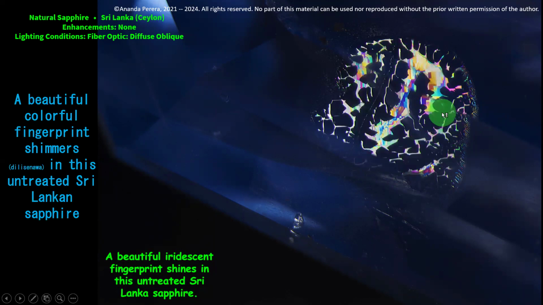Shimmers in this untreated Sri Lankan sapphire. It is a beautiful, colorful fingerprint. It shows nothing happened to the stone by the furnace or human treatments. It is a natural inclusion, a natural microscopic inclusion. So it is a natural stone.